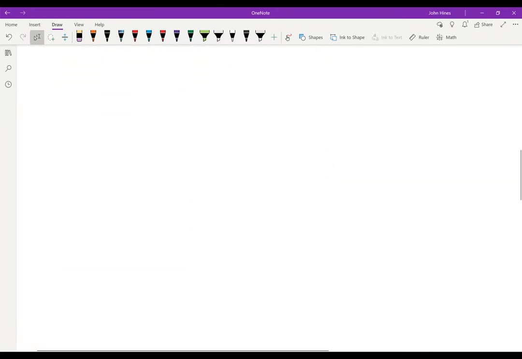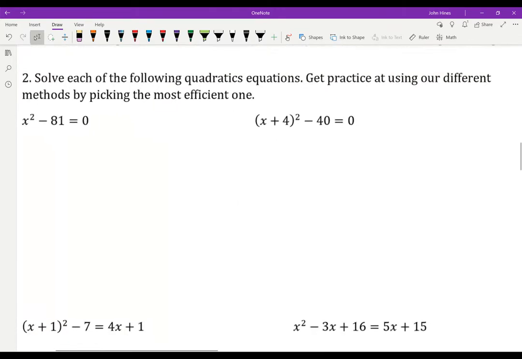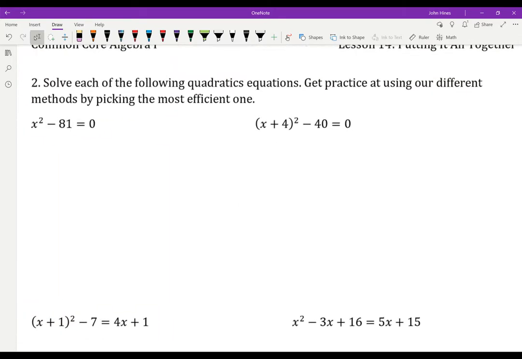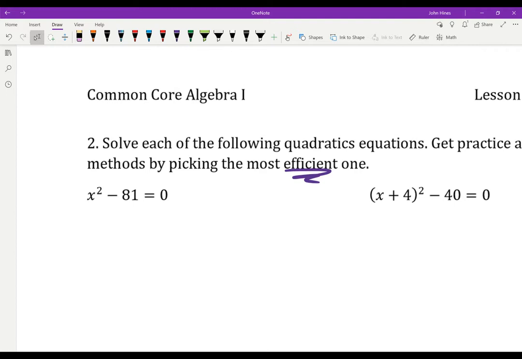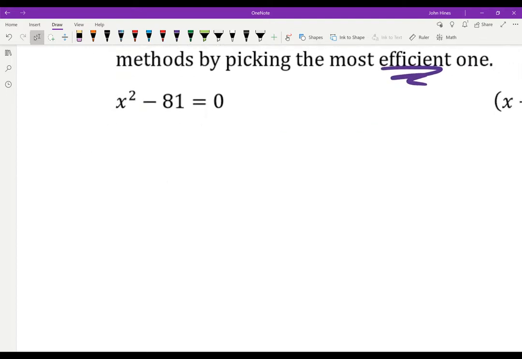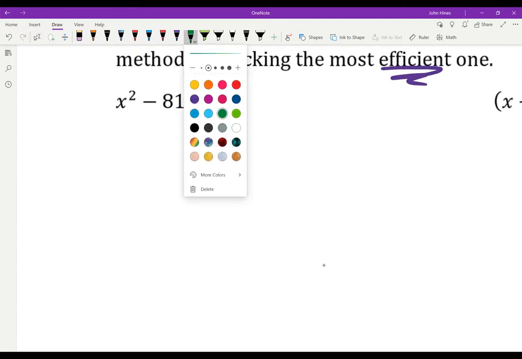We're just going to keep on practicing because this is the end of the unit where we get to put everything together. So solve each of the following quadratic equations, get practice at using the different methods by picking the most efficient one. That's what this is all about, being efficient, picking the best method. Like, I'm not going to use the quadratic formula here.